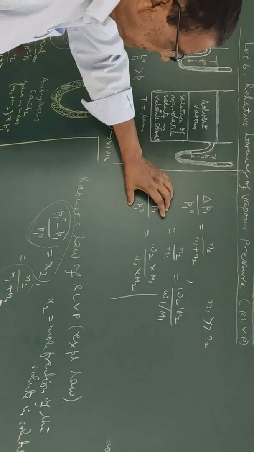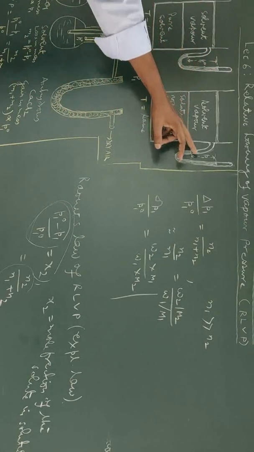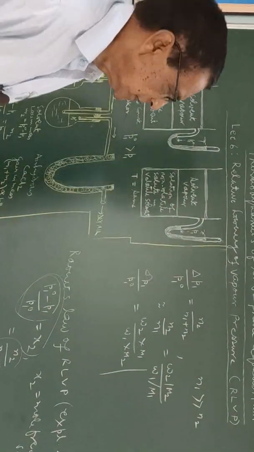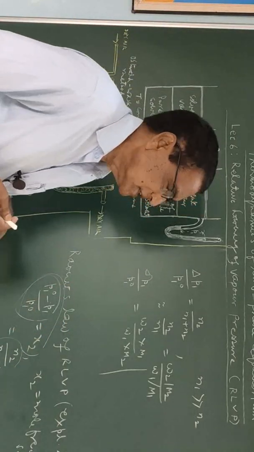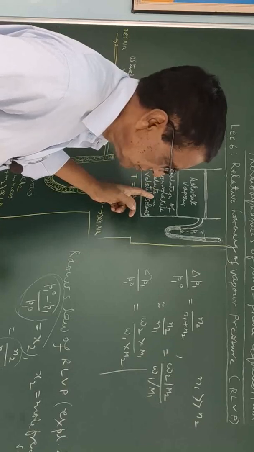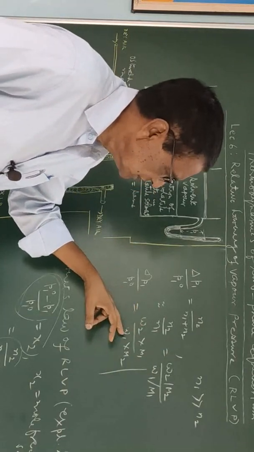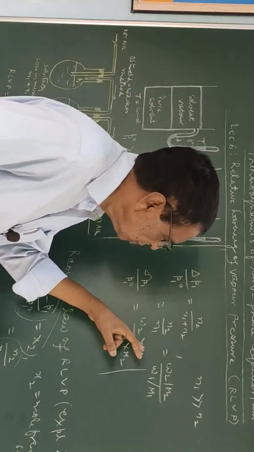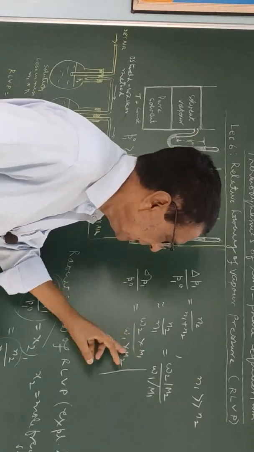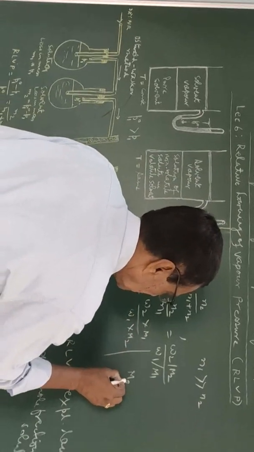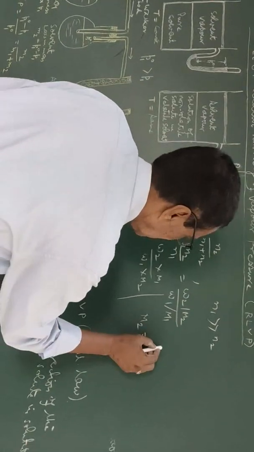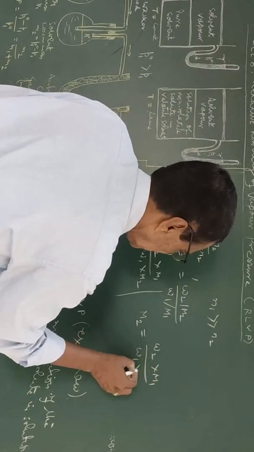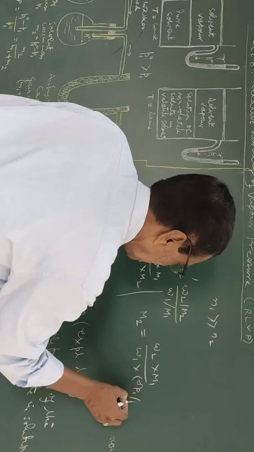So this one could be determined. I have shown here that if P1 and P1 naught could be determined by means of a manometer, then this term could also be determined experimentally. And while we are preparing this solution, W1 and W2, the masses of the solvent and solute, could also be known. And if we know M1, the molar mass of the solvent, then M2 could be determined. So M2, the molar mass of the solute, will be equal to W2 into M1 divided by W1 into delta P1 divided by P1 naught.